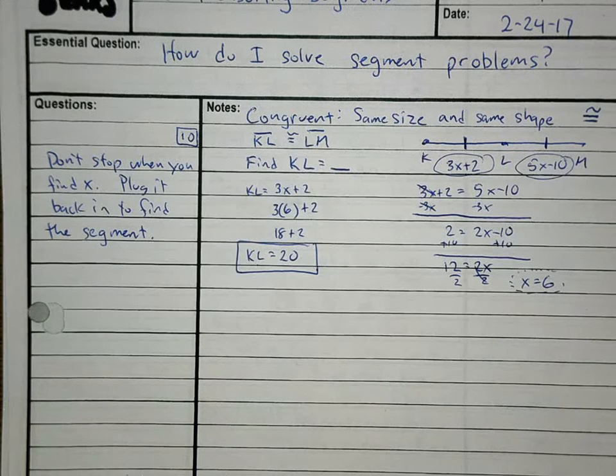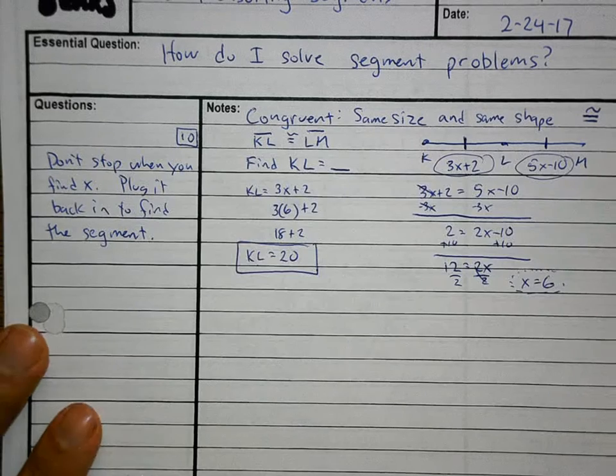This whole unit, the difference between students who got A's and the students who got B's and C's: the B and C students stopped when they got to X. The A students were the ones who took the X and plugged it back in to find the segment. So I want you to know what the expectation is. It's to plug it back in to find the length of the whole thing.